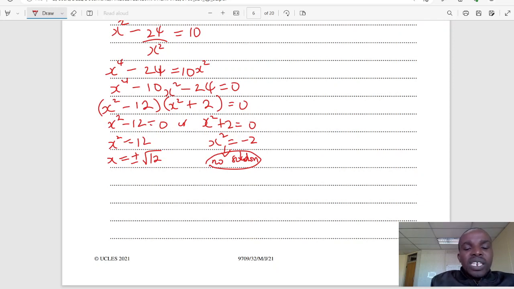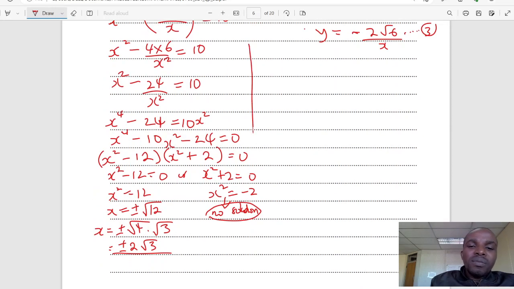So now you can simplify this part. x is equal to plus or minus root of 12, which can be simplified because it's root of 4 times 3, or root of 4 times root of 3. So it will be plus or minus 2 root 3. So this will be my x.